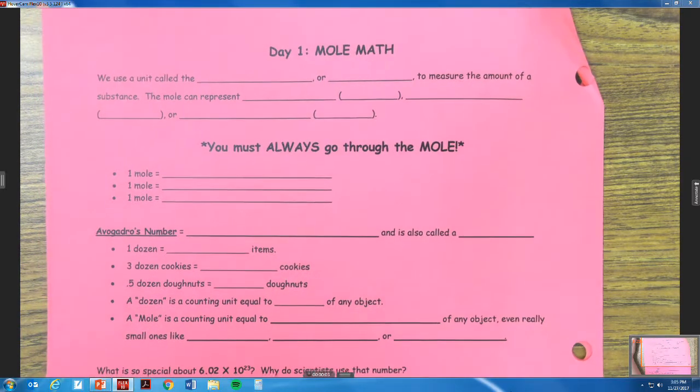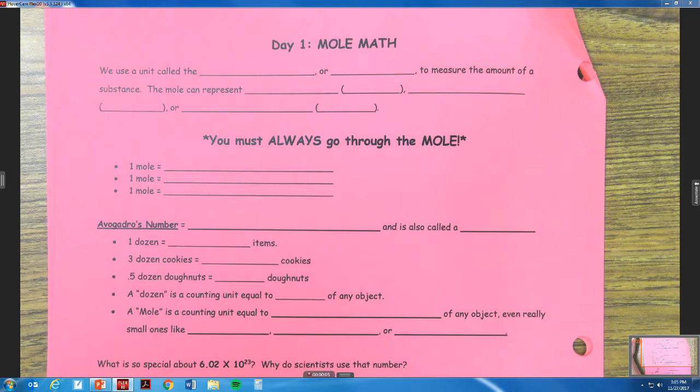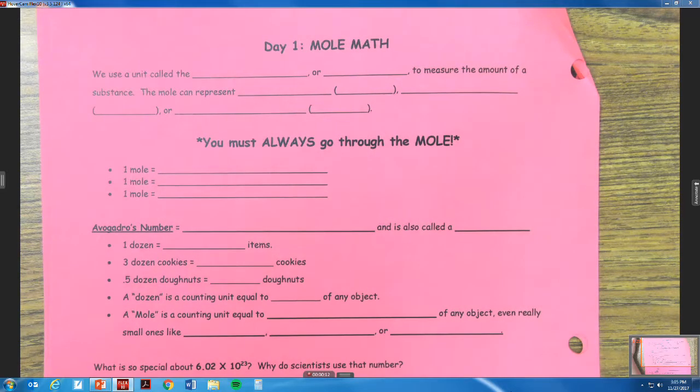Okay, so hey guys, we're going to go over day 1 notes today. Day 1, mole math.